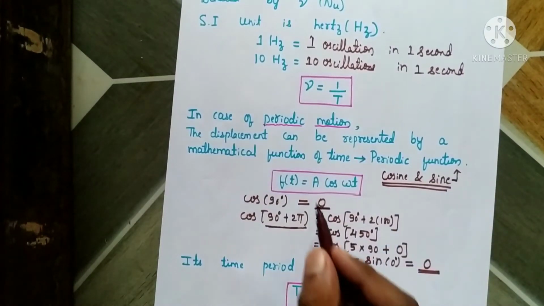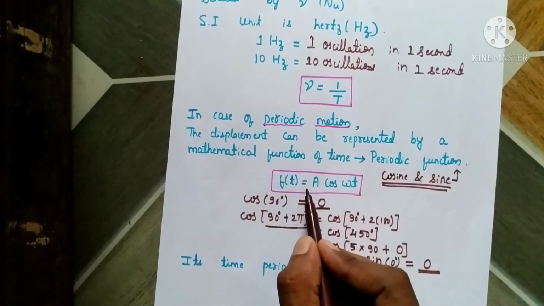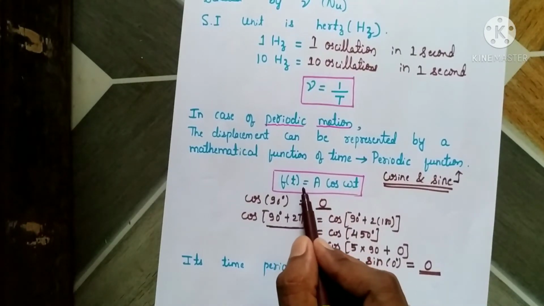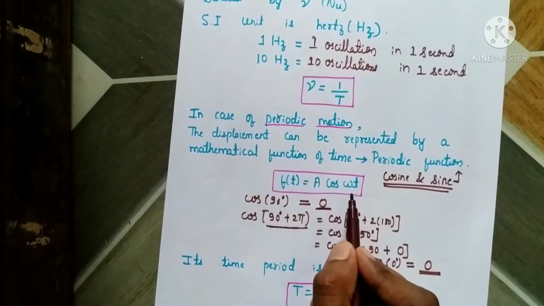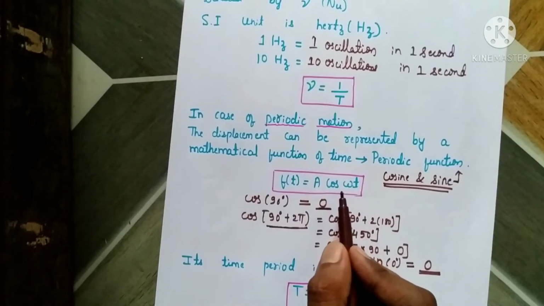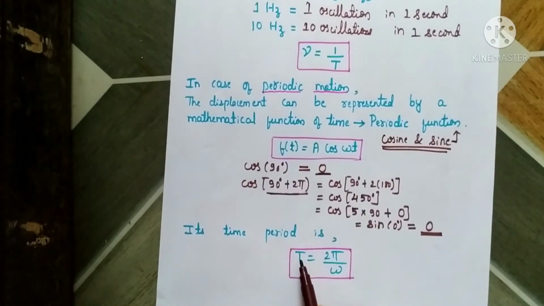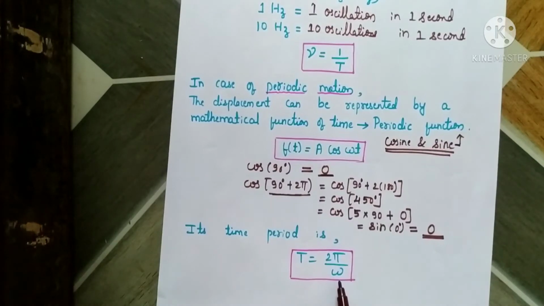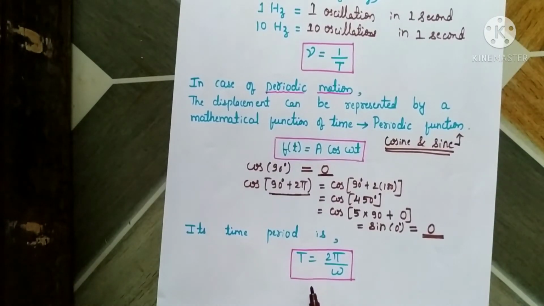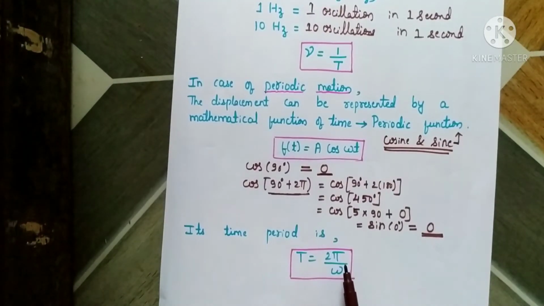So in case of periodic motion, the displacement can be represented as f of t equals A cos omega t. Its time period is given by T equals 2 pi by omega. This means that the oscillating object repeats its motion after every time period of T equals 2 pi by omega. So this is how we can represent the displacement in case of periodic motion.